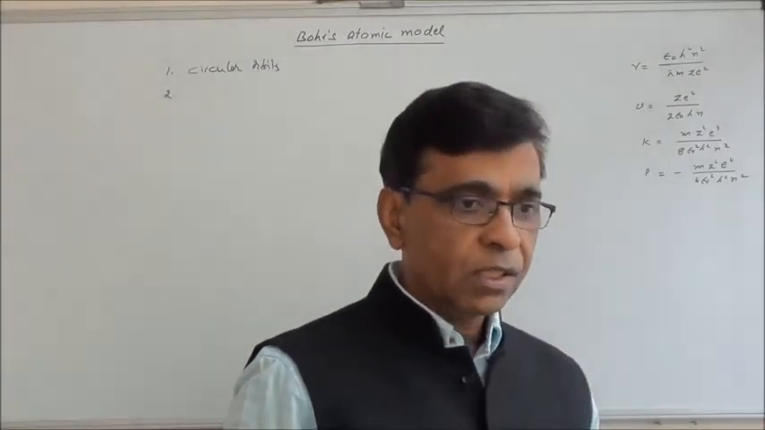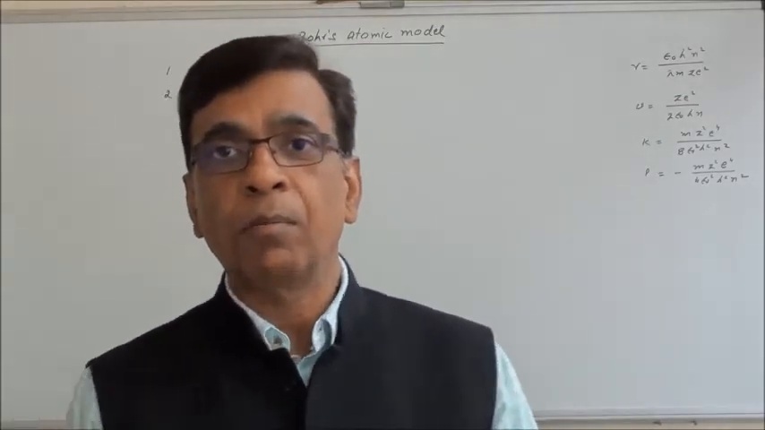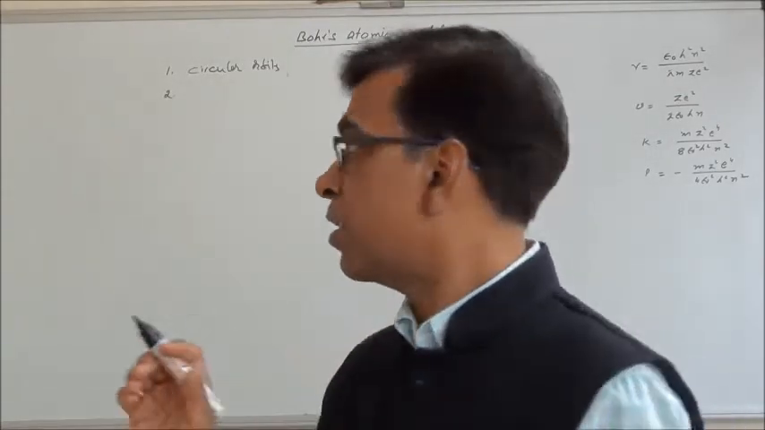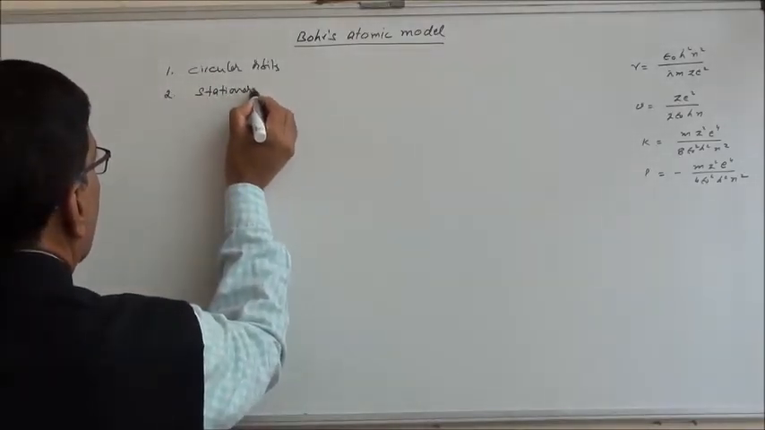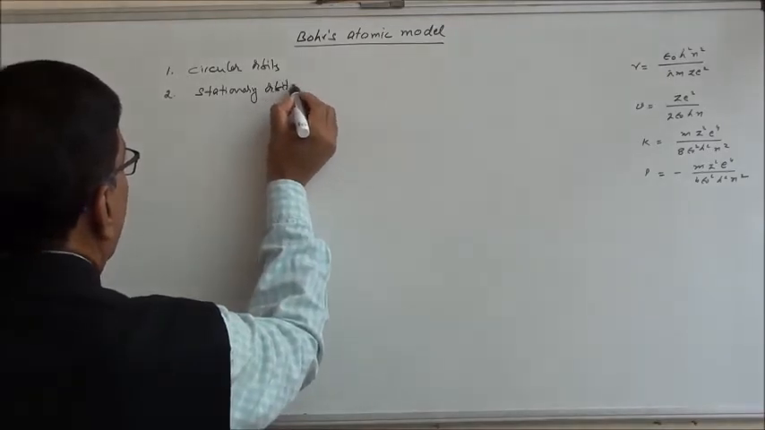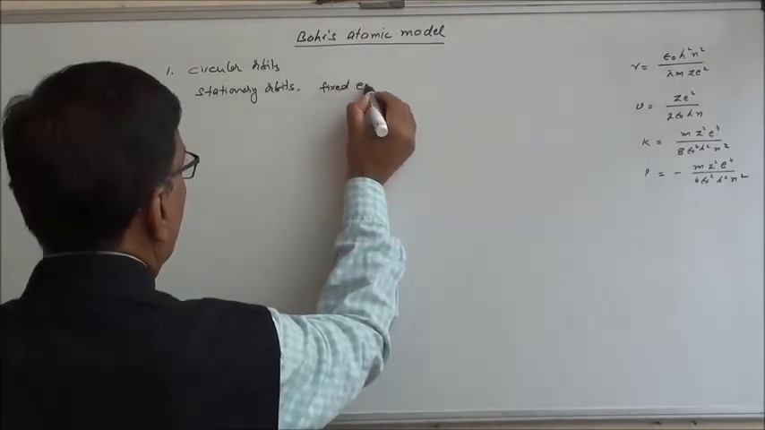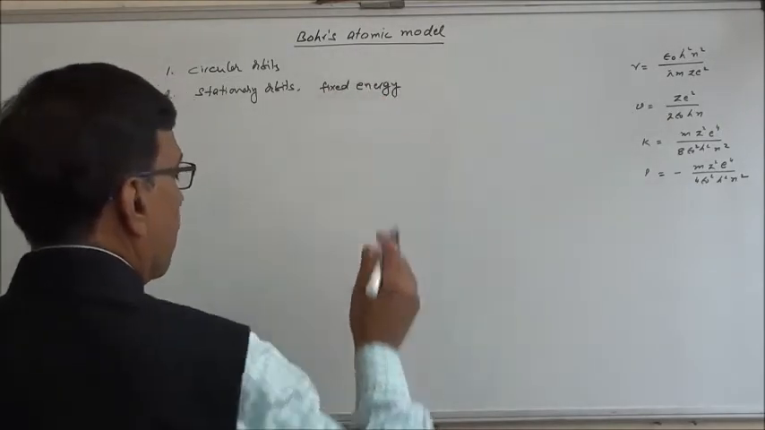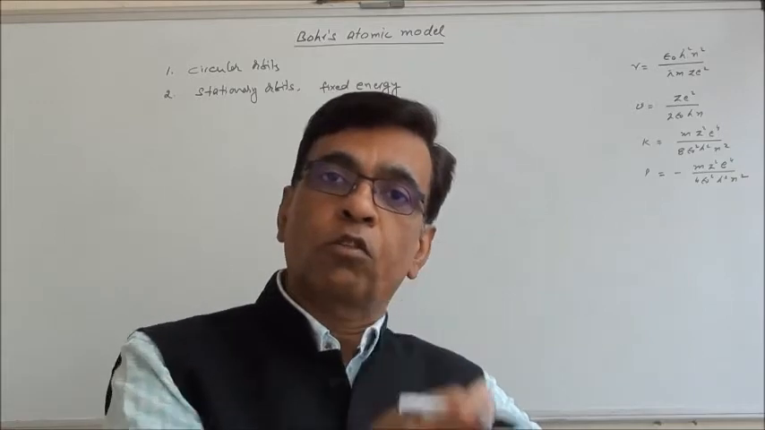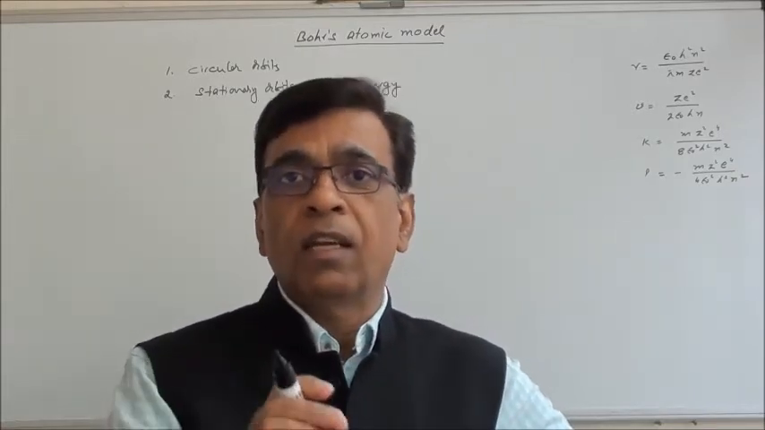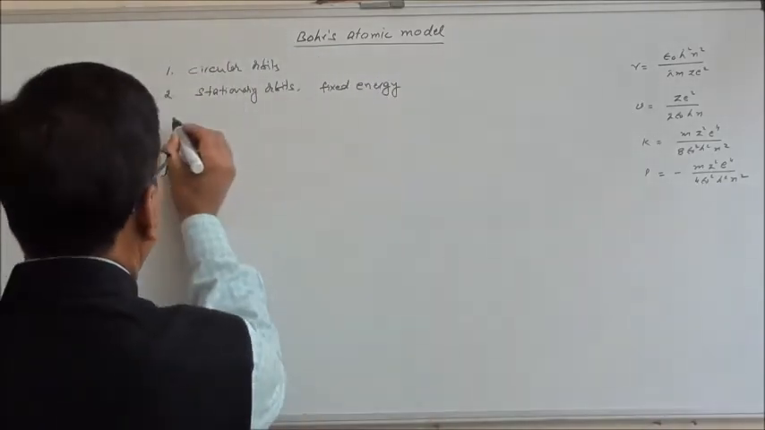The second postulate was that not all orbits for the electrons are possible. Electrons can be in only certain orbits. He named them stationary orbits. And electrons in these have fixed energy. He didn't explain the reason for it, but he said that electrons are moving in circular orbits and they have fixed energy. They are not radiating. He gave the condition for these.